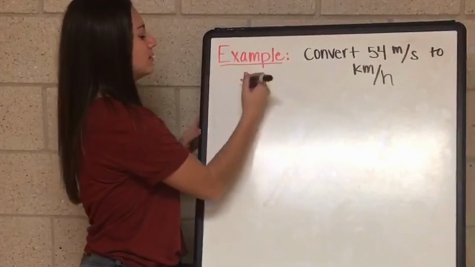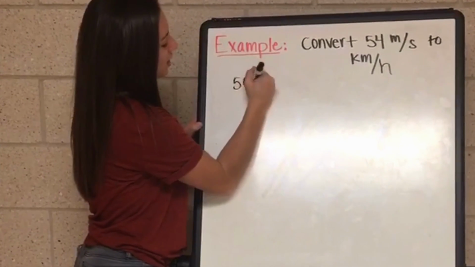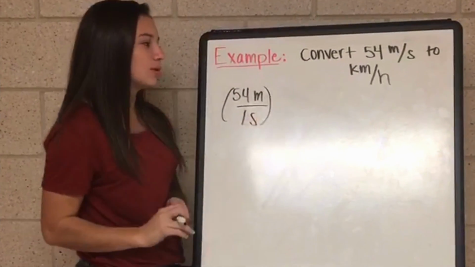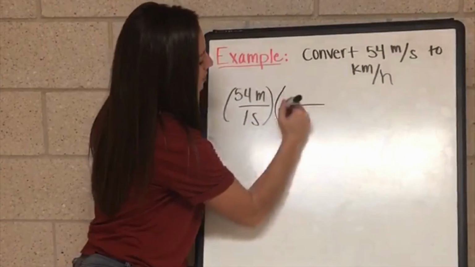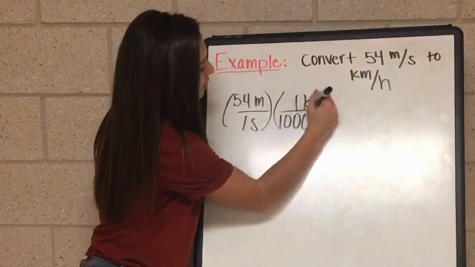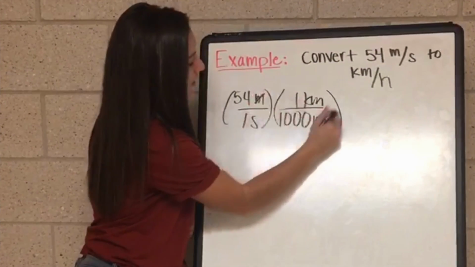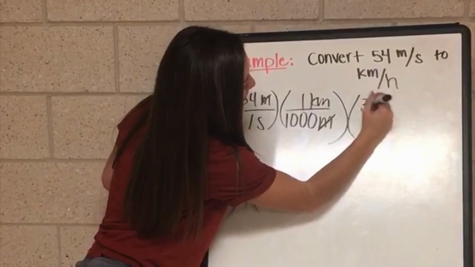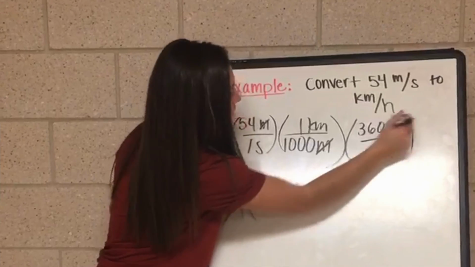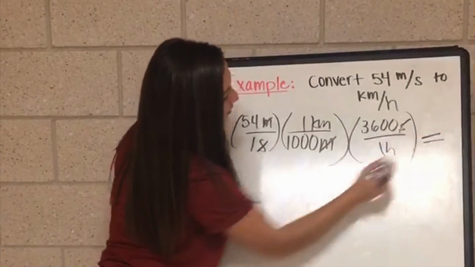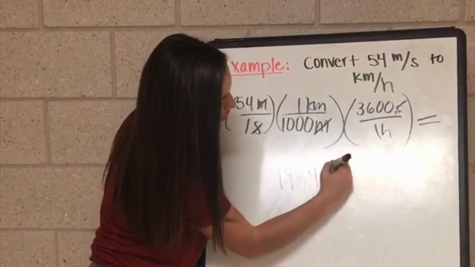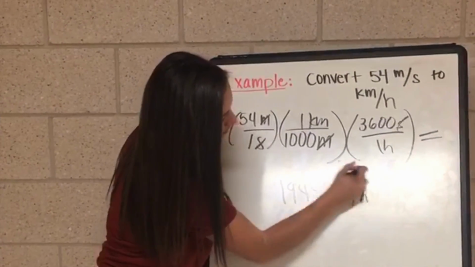Some conversion problems may be a bit trickier, in which you can't use King Henry died drinking chocolate milk. This is an example of it. Say you have 54 meters per second and you're trying to get to kilometers per hour. First, you know that there's 1,000 meters in 1 kilometer, so those cancel out. And there are 3,600 seconds in 1 hour, so those cancel out. After your calculations, you will get a final answer of 194.4 kilometers per hour.